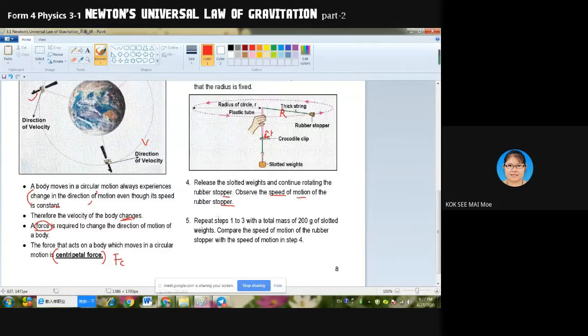Okay, number 5, they say repeat 1 and 3 with the total mass 200 gram. Just now you were using 100. Now I'm using 200. Now compare the speed of motion of the rubber stopper. Sure, it becomes lower and lower because your mass is increasing already. So for the big object you want to move, it becomes lower, because we're using common sense about the relationship.